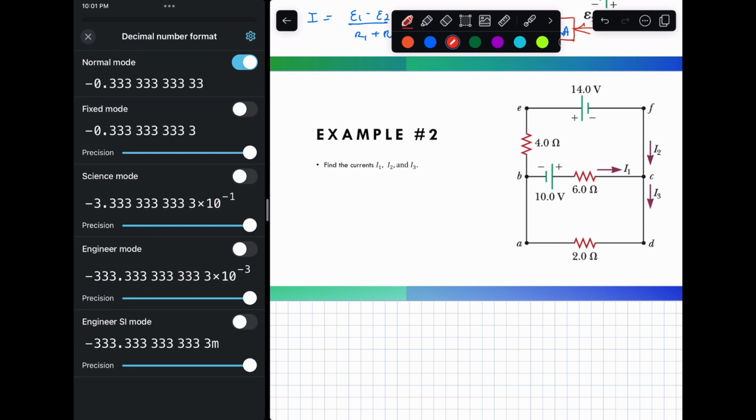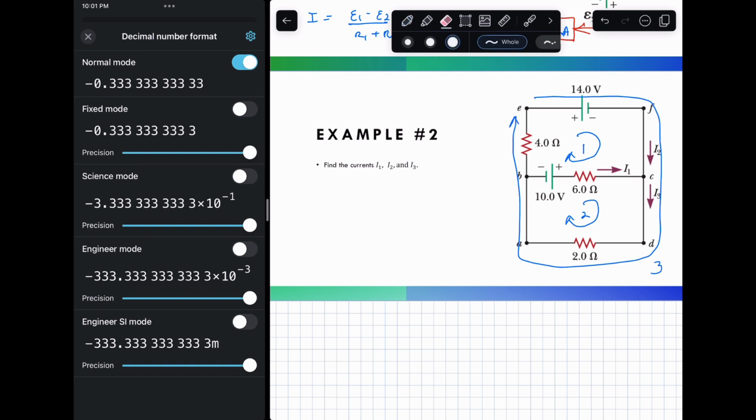we cannot use KVL 3 times, although that would be possible. Let's say I have loop number 1 and loop number 2. Then it would be possible that I have this loop number 3. But if you use 3 KVLs, later on you will get a 0 for the value. That is why whenever you are finding, let's say in this case, 3 currents, we should be using a combination of KVL and KCL.